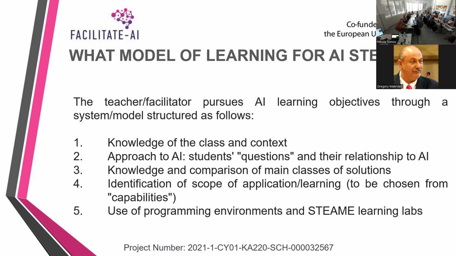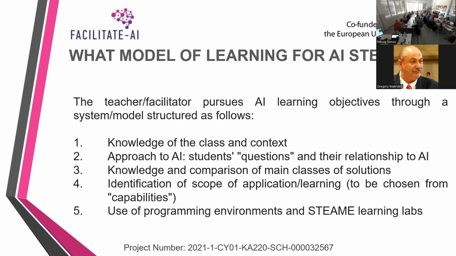And so the question and the relevant aspect for our C1 training is: what model of learning for AI students? Here we examine some relevant points that the teacher has to keep in mind when structuring a system model for AI students. The first point is knowledge of the class and the context. The second point is the approach to AI, that means the students' questions and their relationship to AI. The third point to take into consideration is the knowledge and comparison of main classes of solution, the classes of solution that we saw before.